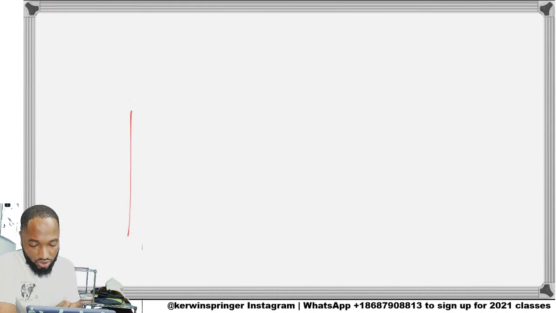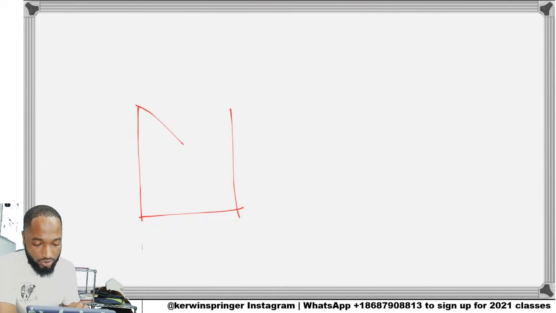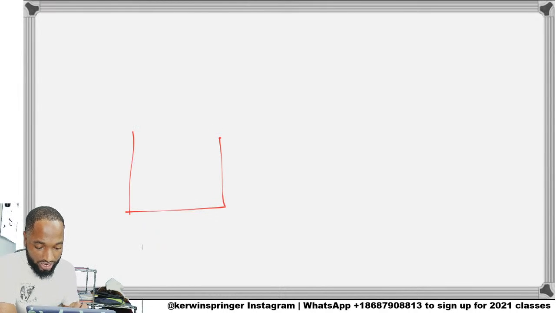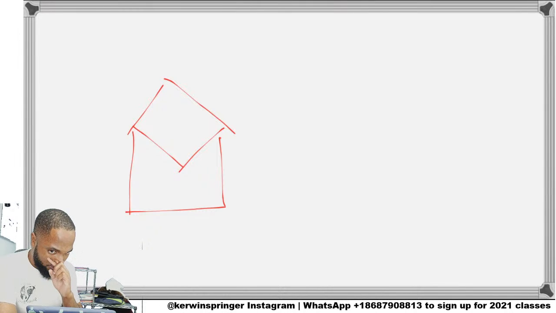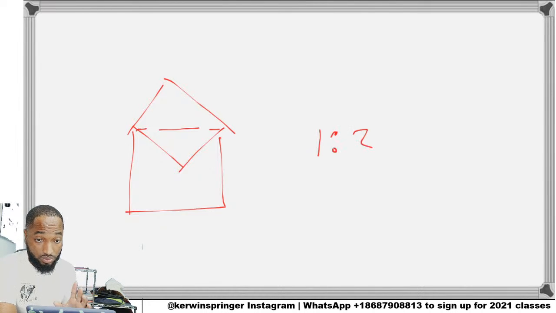The ratio of the small square to the big square in a scenario like this is always 1 to 2. Know that.